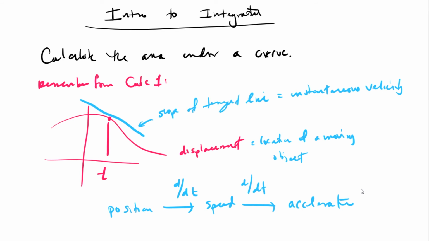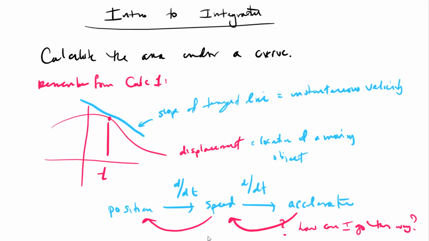So the big question is, what process is there for going the other direction? So if I want to go this way, suppose that I knew acceleration and I wanted speed, how do I do that? How can I go this way? Okay. If I had speed and I want to know position, how can I go that way? So integration is the process that undoes differentiation in some sense. Okay, so it's the inverse operation. It is the answer to the question, how do you go backwards? So I'm going to try to motivate where it comes from originally.